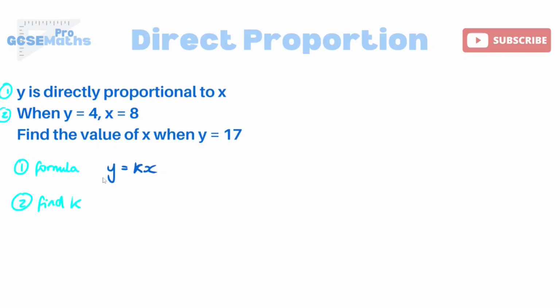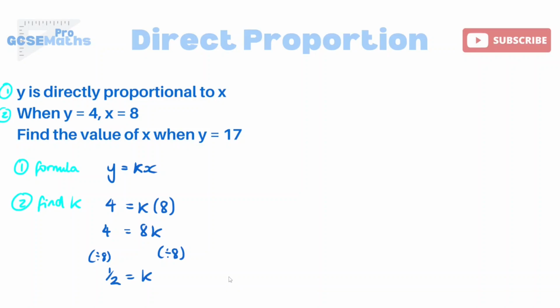So I'm going to take my formula and substitute in both of these values. Where it says y, I'm going to put 4, and where it says x, I'm going to put 8. Again, that's kind of just like writing 8k, isn't it? Then I just have to solve this equation. I'm going to divide across by 8 because I just want k on its own. K equals 4 divided by 8, which is a half.